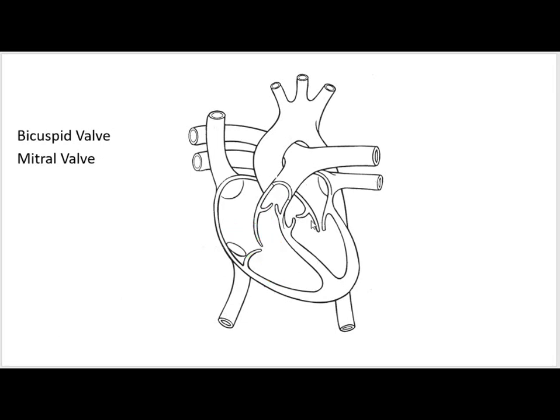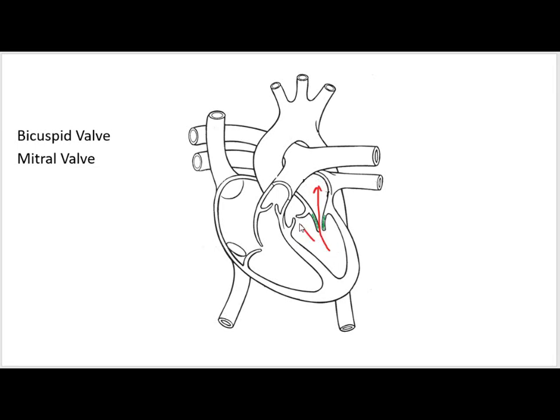Now, the bicuspid valve, right over here, is located between the left atrium and left ventricle. So between the left ventricle and left atrium, that door or valve is called a bicuspid valve. And bicuspid valves are also called mitral valves. So this is the bicuspid. The function is to prevent the blood from going this way, from the left ventricle back to the left atrium.